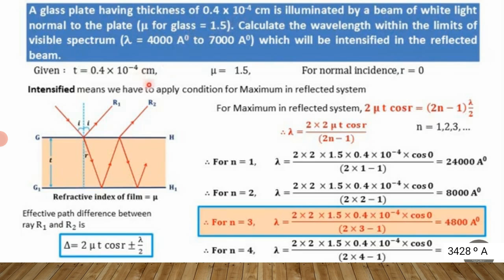For n equal to 2, only change n, then 8000. For n equal to 3, 4800. For n equal to 4, 3428. So in the visible spectrum, where the lambda range is 4000 to 7000, the value for n equal to 3 is 4800 angstrom.